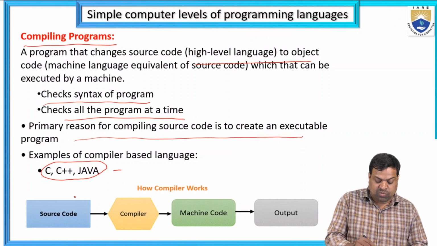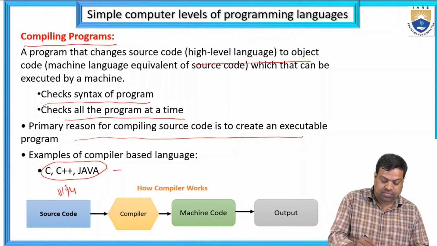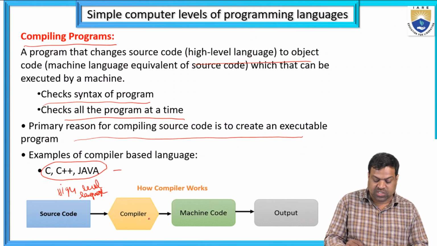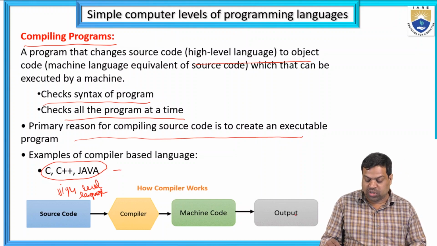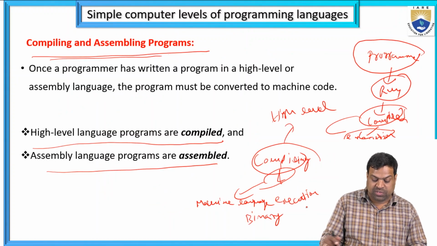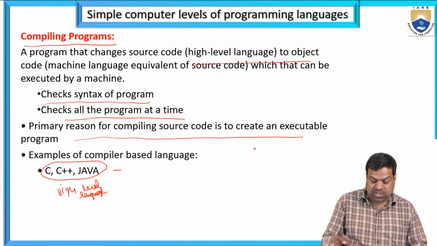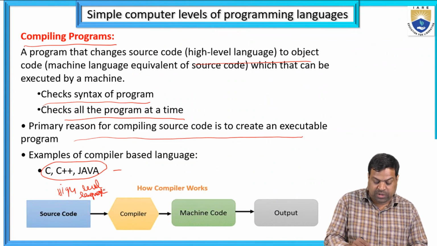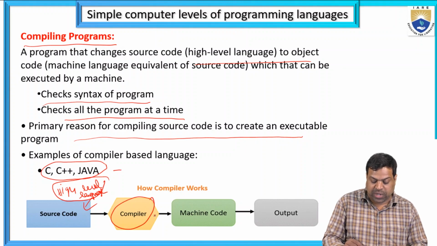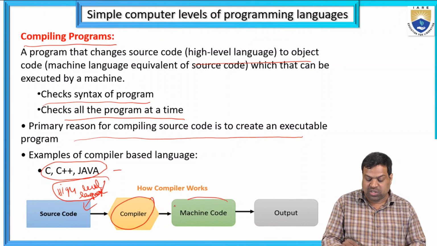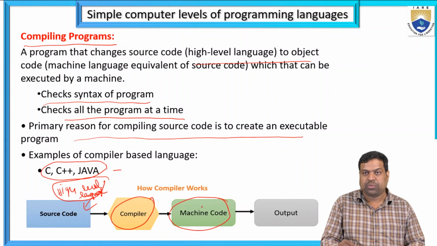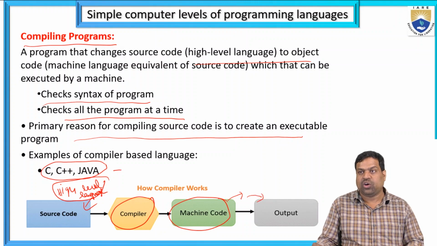So how are we compiling this? First, source code means high level language. This high level language I am compiling, then it is converted to machine code, and only then will I get the output. High level languages are compiled. The compiler immediately converts it to machine code. Only when the code is in machine code is it executed, and then we get the output.